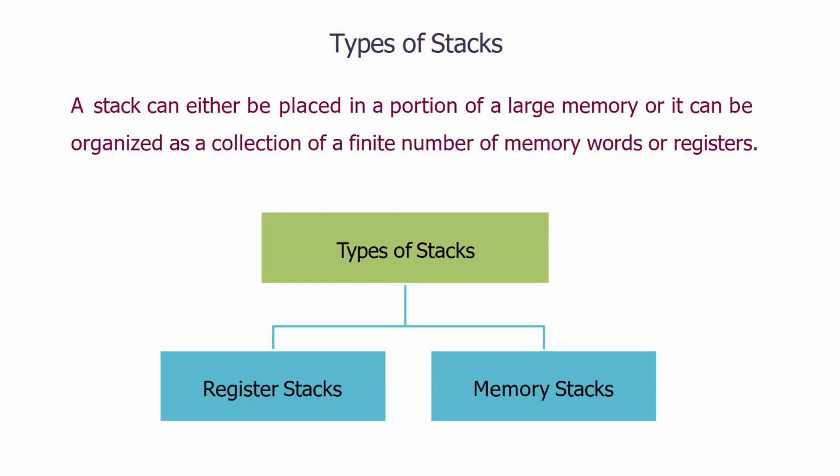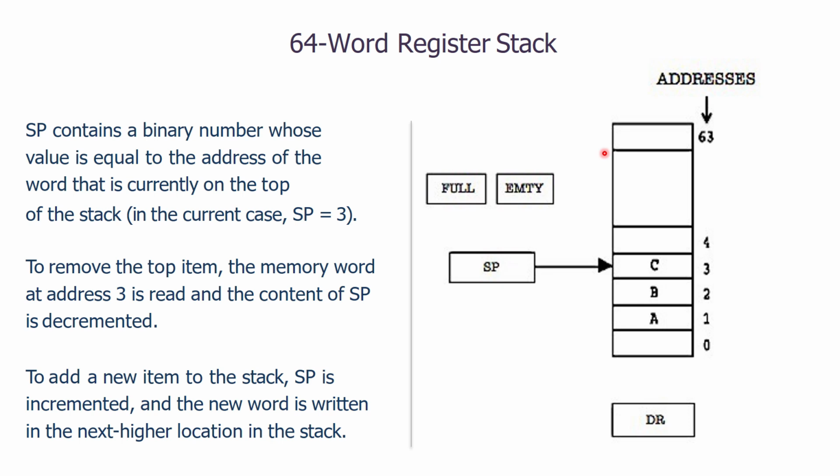There are two types of stacks: register stacks and the memory stacks. If a stack is placed into a portion of large memory, it is known as memory stack, and if it is used in the memory words or the registers, it is known as the register stack. In this figure, there is a 64-word register stack numbered from 0 to 63. The first element is inserted at location 1 and top of the stack is given by stack pointer. So SP contains a binary number whose value is equal to the address of the word that is currently on the top of the stack. In this case, my SP is pointing to 3.